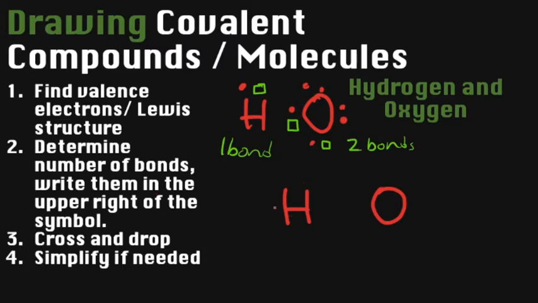Kind of like what we did with the charges, but we're not doing the charges now, we're doing the number of bonds. So hydrogen wants to make 1, oxygen wants to make 2. Now at this point, we're going to do something similar. We're going to cross and drop. All right, so we're going to bring the 2 down here, and we're going to bring the 1 over here.